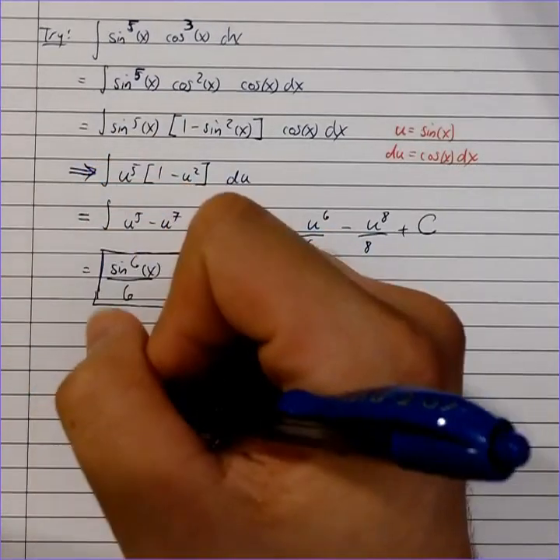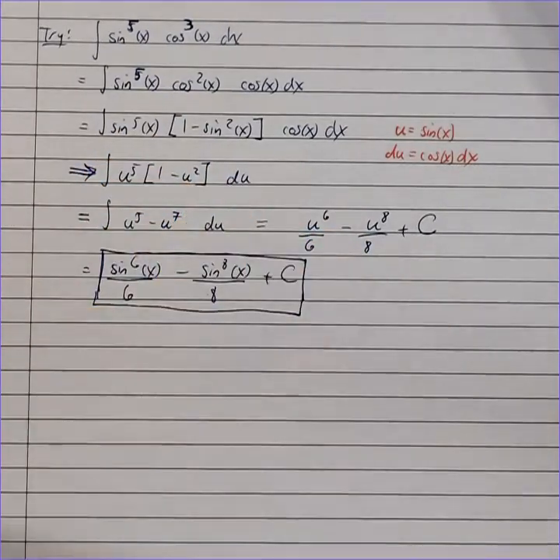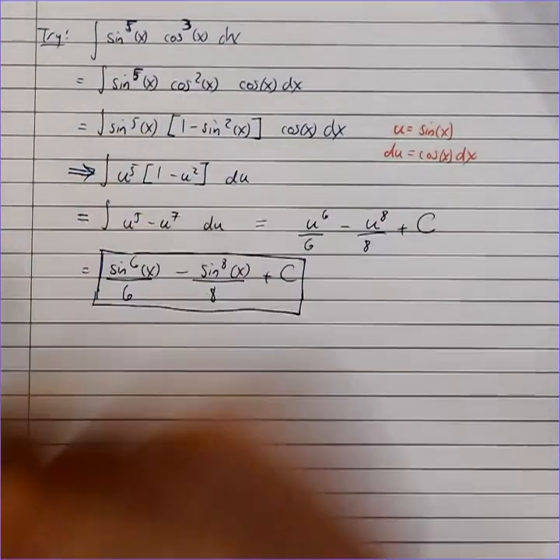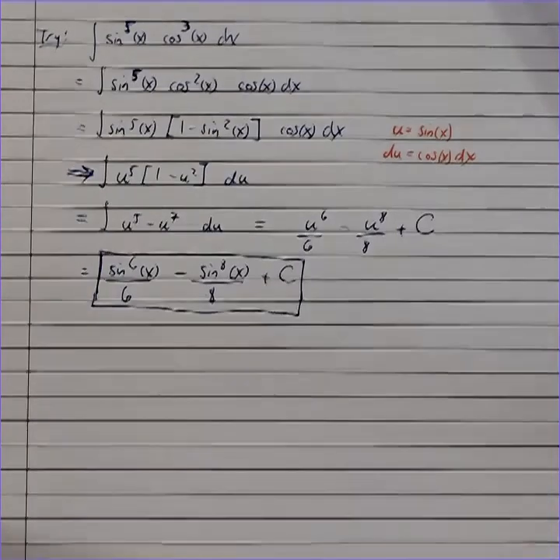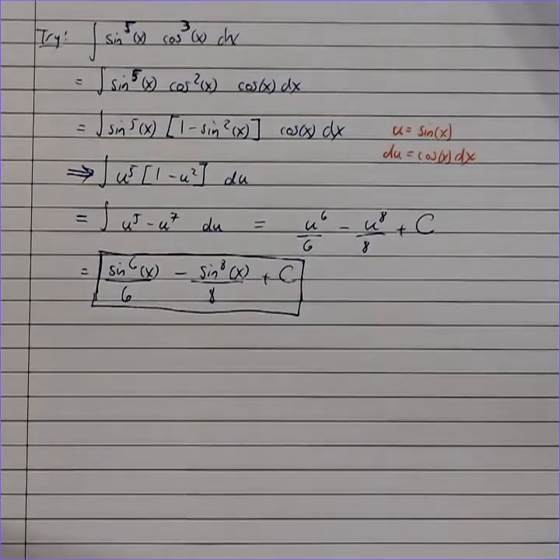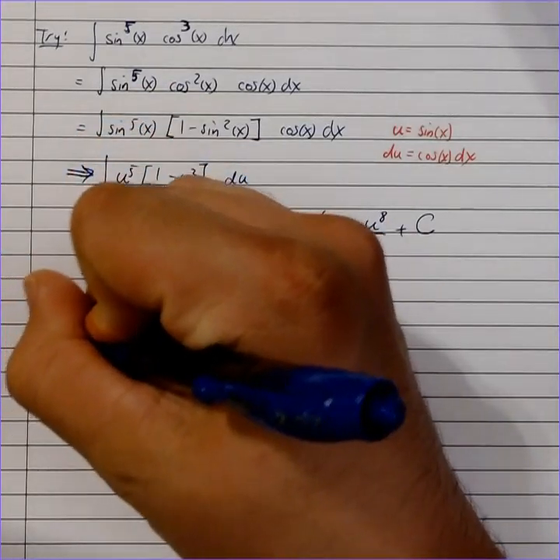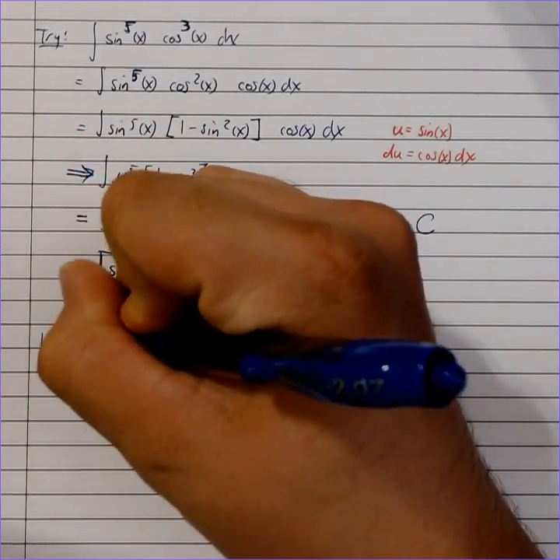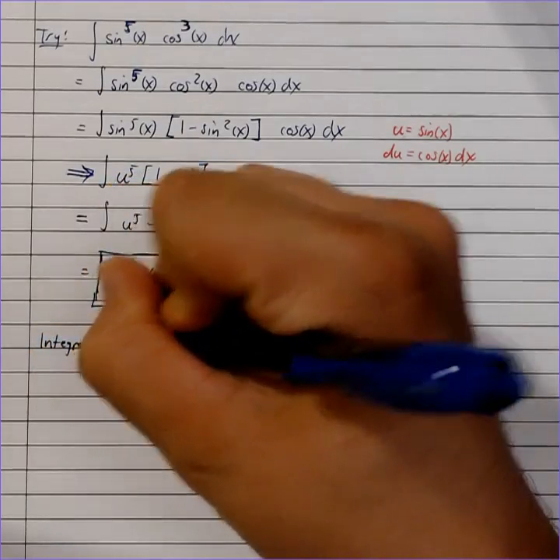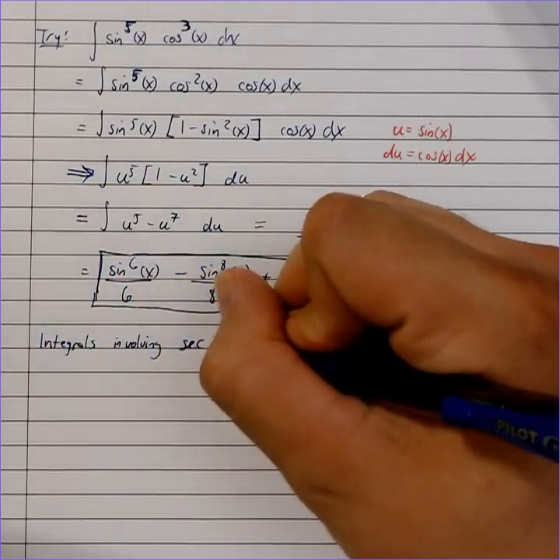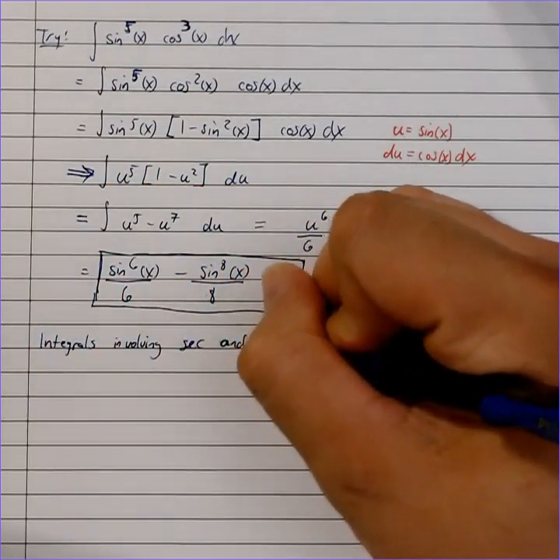The reason we're going to look at secant and tangent on their own is because they show up often enough that we want to have a way of doing it that's a little bit faster than just rewriting everything with identities of sine and cosine. All right, so let's begin with integrals involving secant and tangent.